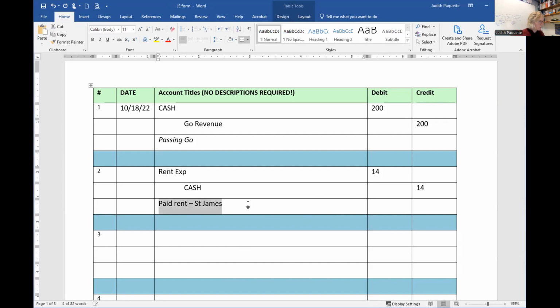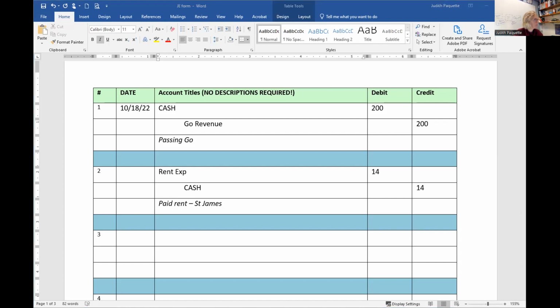Okay. So my point is, you can see cash in both of these transactions. Because cash is a debit in the first transaction, it's listed first. In the second transaction, cash is a credit. Rent expense is the debit, so rent expense is listed first. So just be mindful of that.